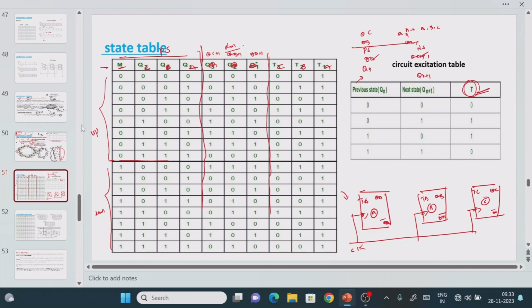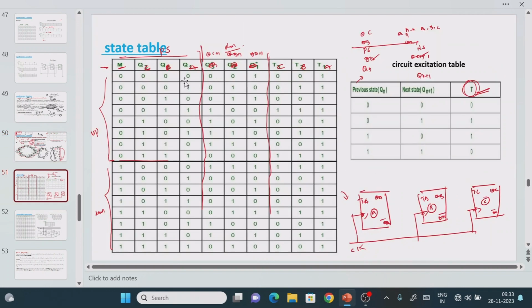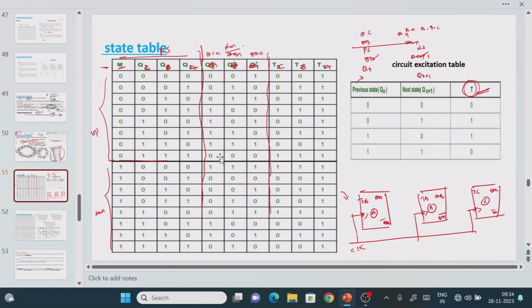Now how to write the next state value? If you understand this one, then writing the next state is easy, right? For 0 0 0, that is your present state. What is the next state value? This is up count, right? 0 plus 1 is 1. For 1, 0 0 1, the count is 2. For 2 it is 3, 3 it is 4, 4 it is 5, 5 it is 6, 6 it is 7. For 7, what is the up counting value? For 7 the up counting value is 0 0 0. So here we will be getting 0 0 0. Now m equal to 1. So what is the first count value? 0 0 0, right?